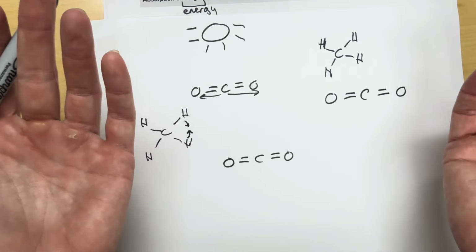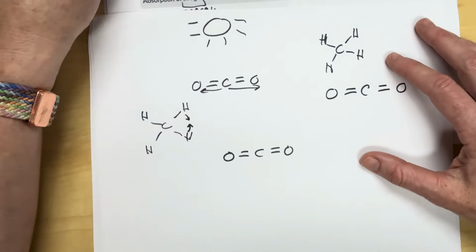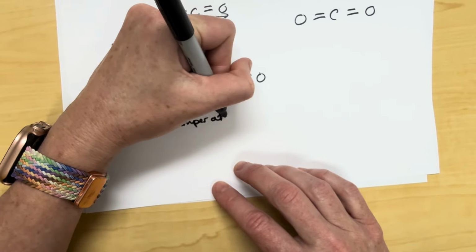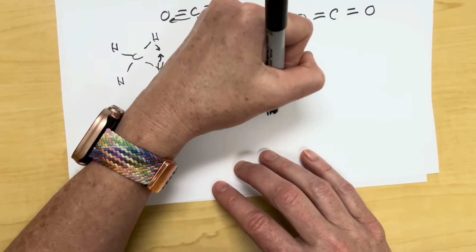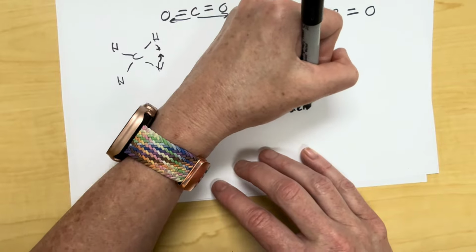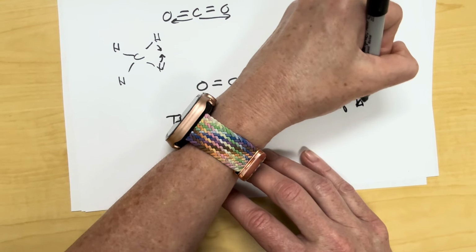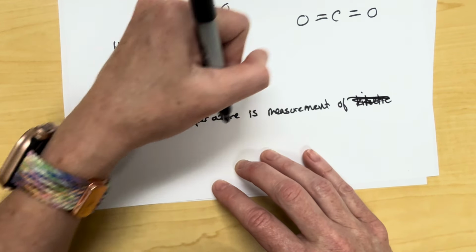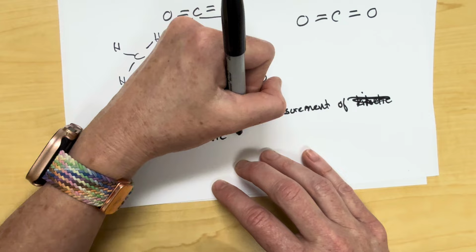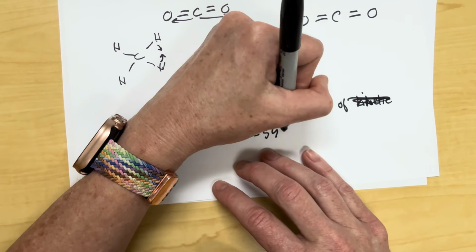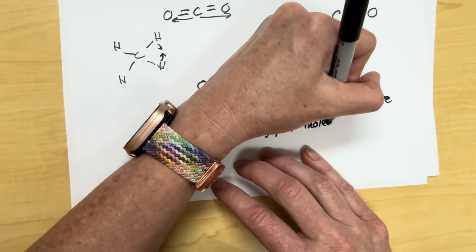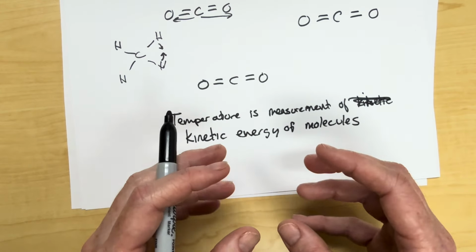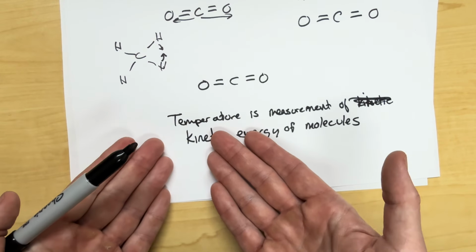Until you think about what temperature is. If you've never thought about what temperature actually is, temperature is a measurement of kinetic energy of molecules. So if molecules have a lot of kinetic energy, if they're moving around, if they've absorbed a certain amount of heat and they're moving around a lot, then they have a high temperature.